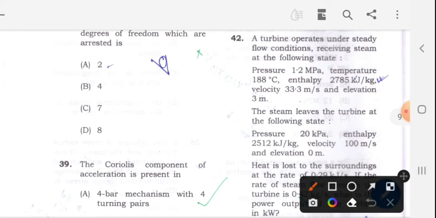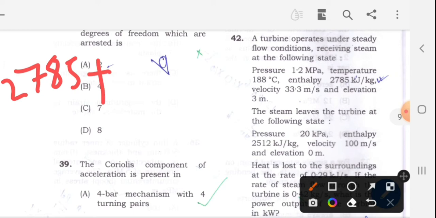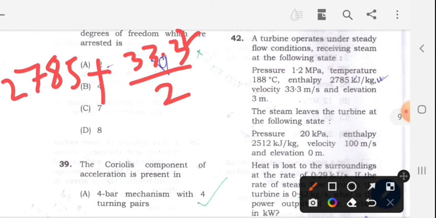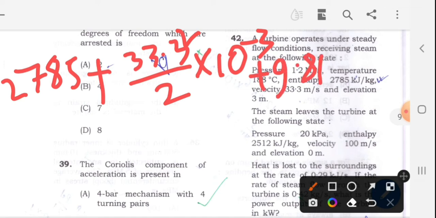So just put the value of H1, which is 2785, plus C1 square by 2, which is 33.3 square divided by 2, but it is in joule per kg. We require the unit in kilojoule per kg, so we multiply by 10 to the power minus 3, plus 9.81, which is the value of g, into elevation at inlet, which is 3. It is also in joule per kg, so again 10 to the power minus 3.